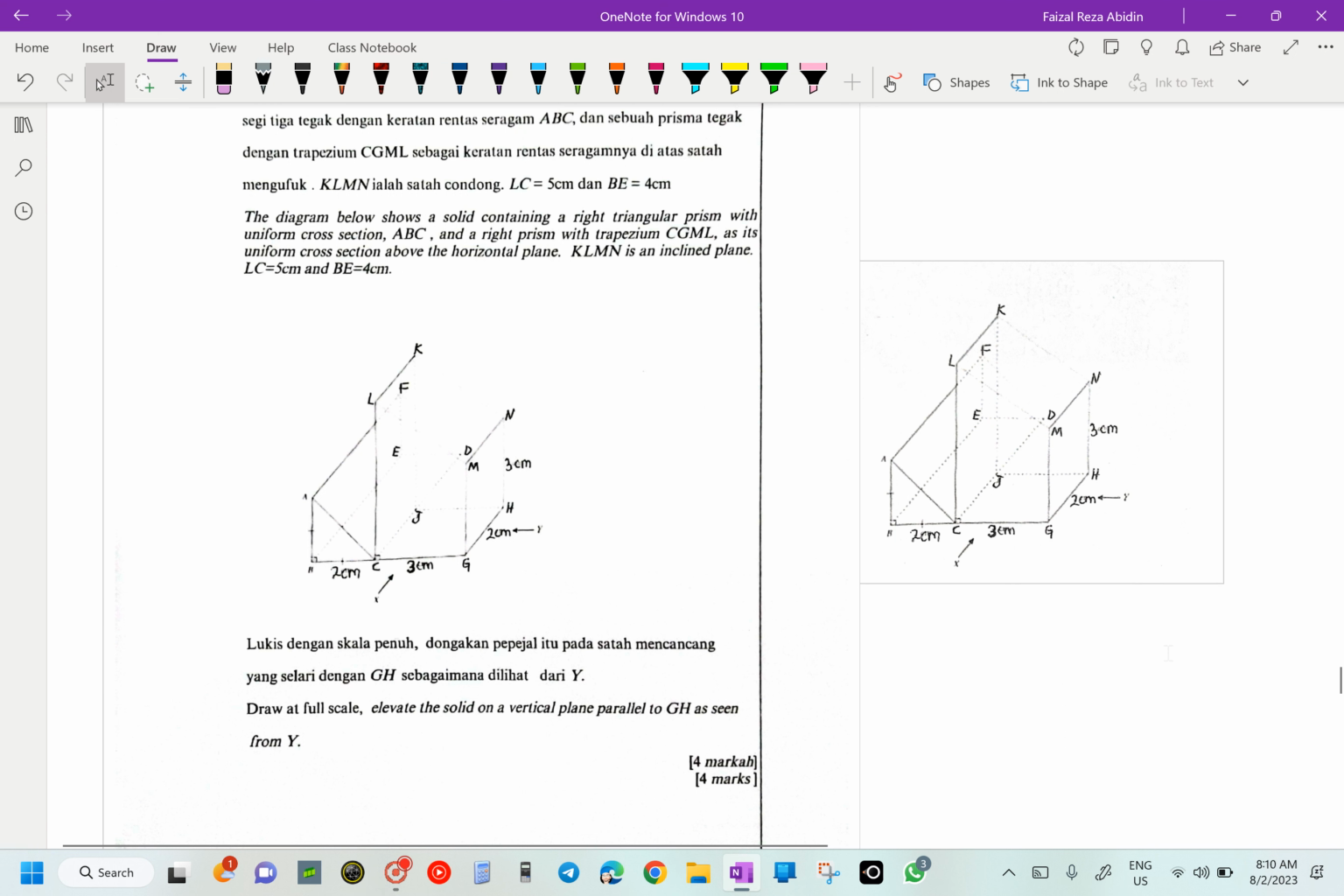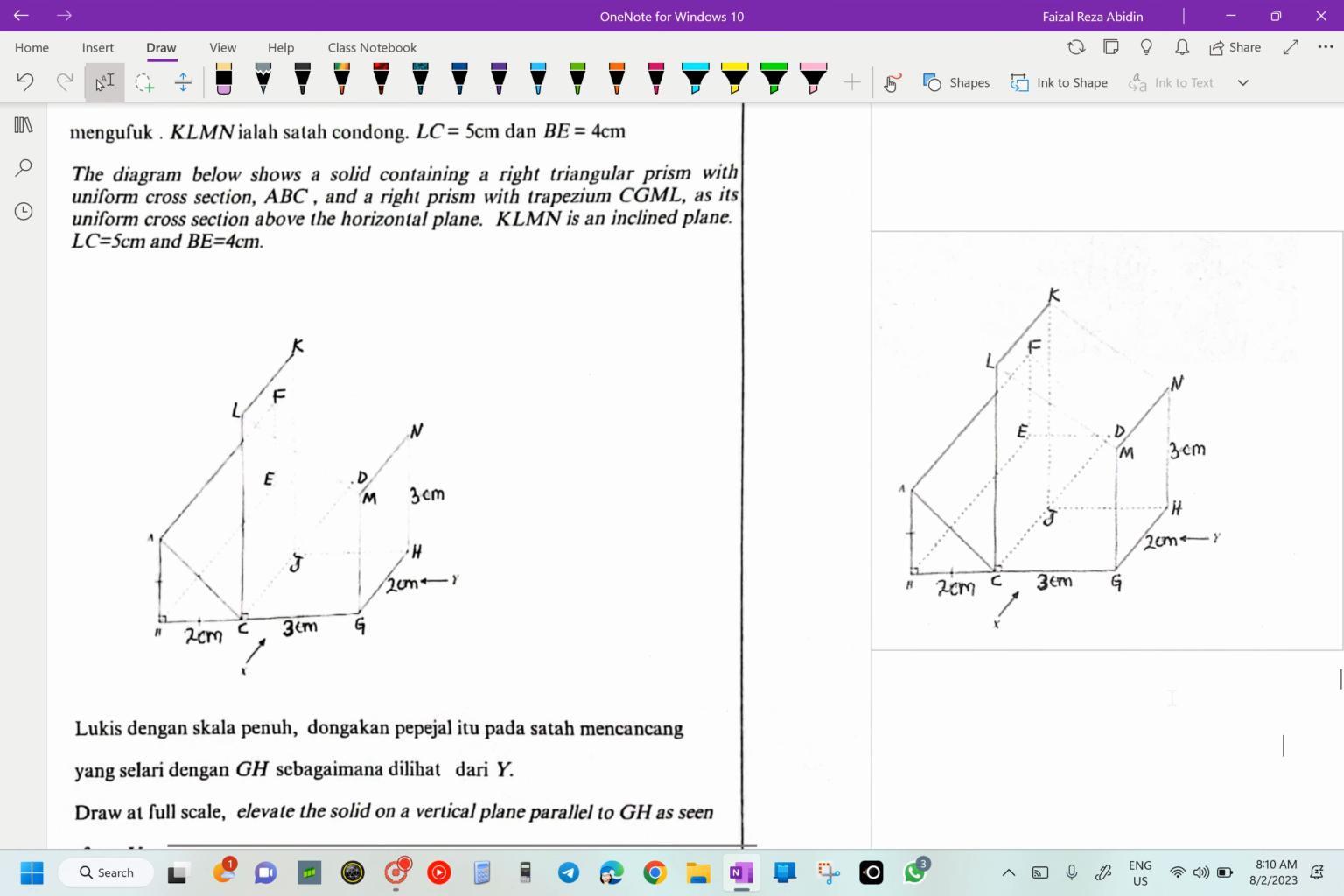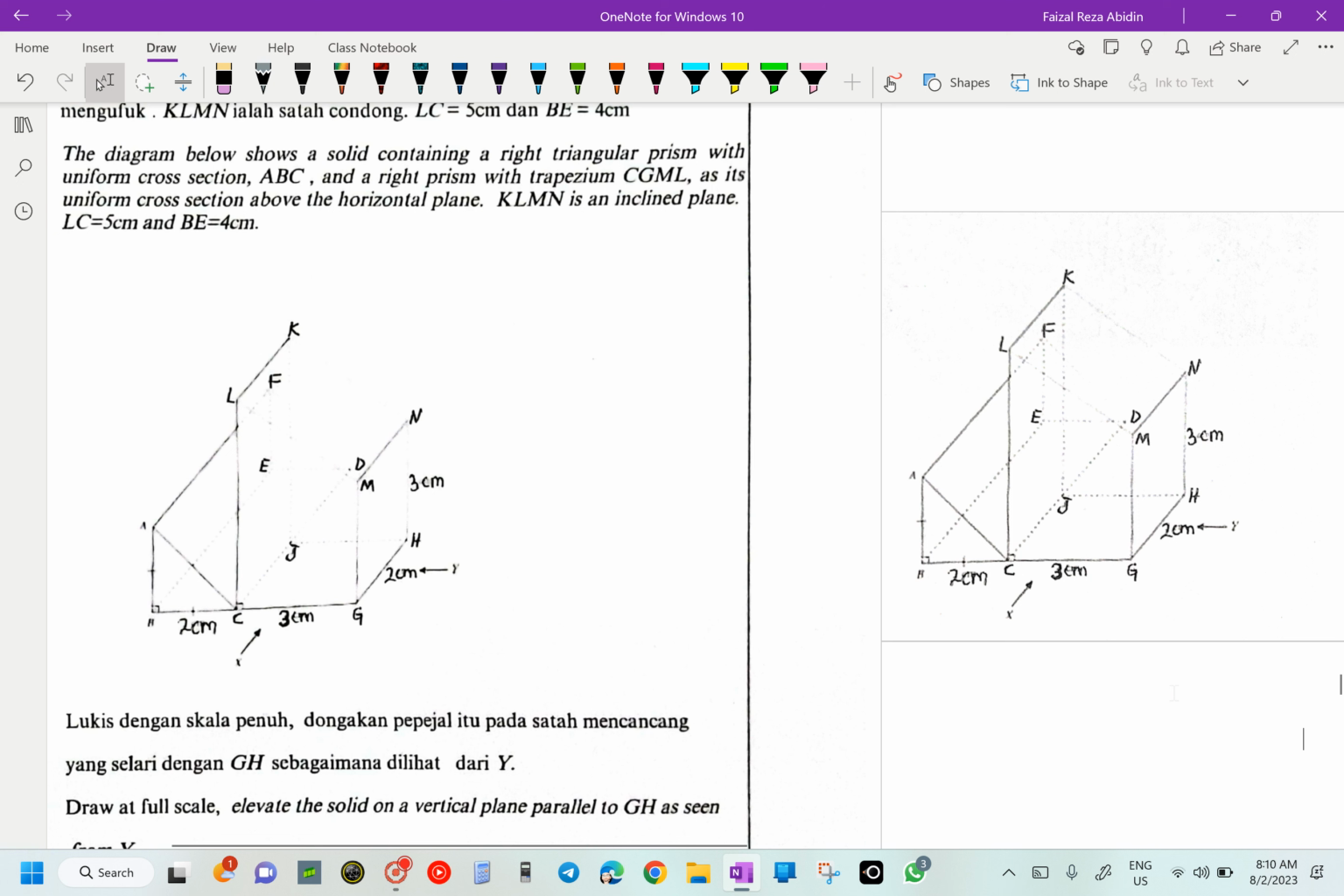Okay, the diagram is given to us here. A right prism with a trapezium CGML as its uniform cross-section above the horizontal plane. KLMN is an inclined plane. Okay, LC, L to C, it's given here, 5 cm. BE. Where is BE? Oh, ni belakang. Over here. BE is going to be 4 cm.